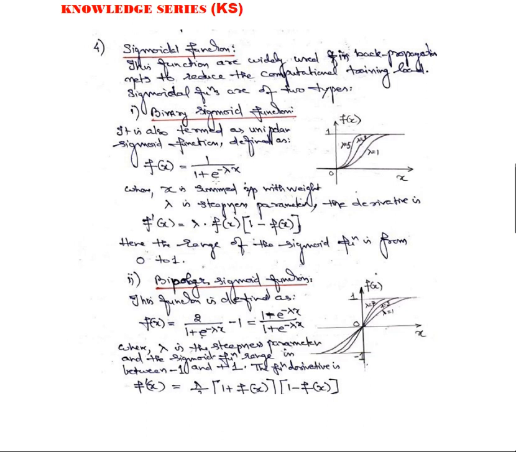You remember this one: f of x is equal to 1 upon 1 plus e to the power of minus lambda x. So here in these conditions we produce 1 minus e to the power of minus lambda x by 1 plus e to the power of minus lambda x. And if you further simplify it, you will get f of x is equal to lambda by 2, [1 plus f of x] multiplied by [1 minus f of x]. So this is what we call the sigmoidal function, a very important function.